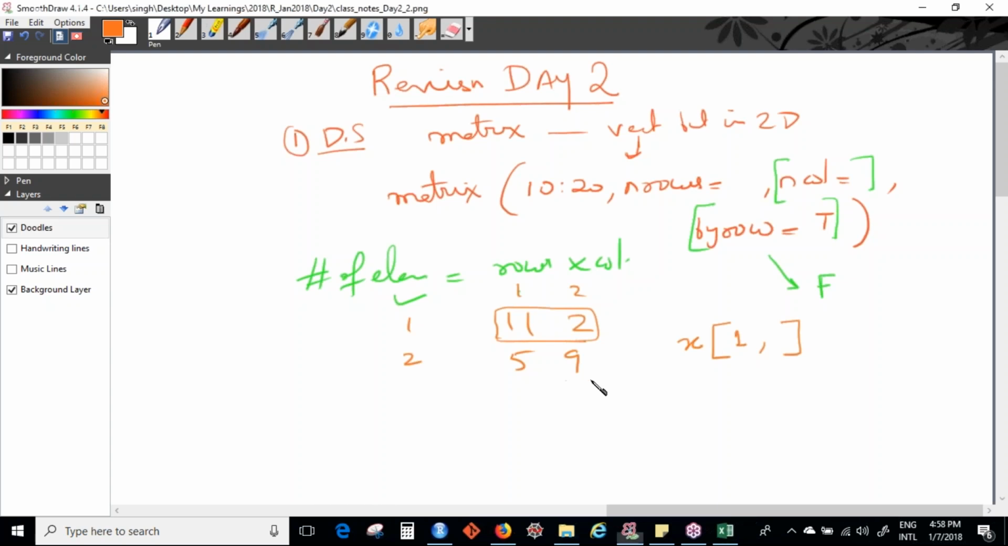Okay guys, if I want this 9, I can write 2 comma 2. That means second row, second column. So the syntax is row number comma column number. If you leave anything blank, it assumes you want all of them. Okay, if you leave row number blank, it means for that particular column you want all the rows, or for that particular row you want all the columns if you leave it blank.